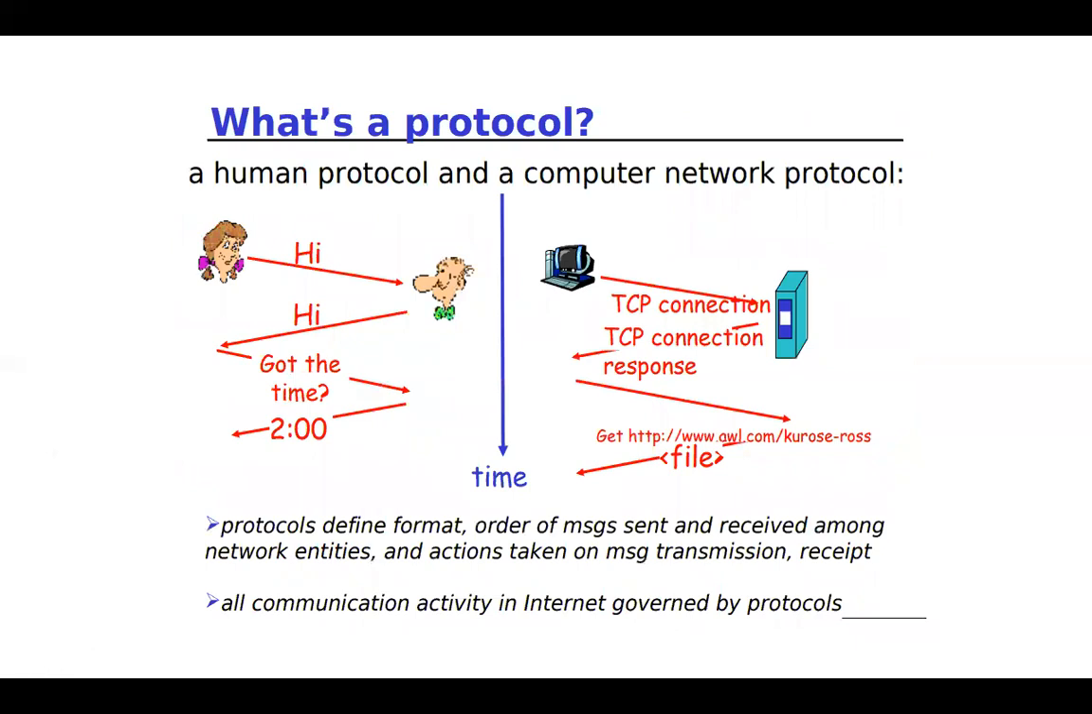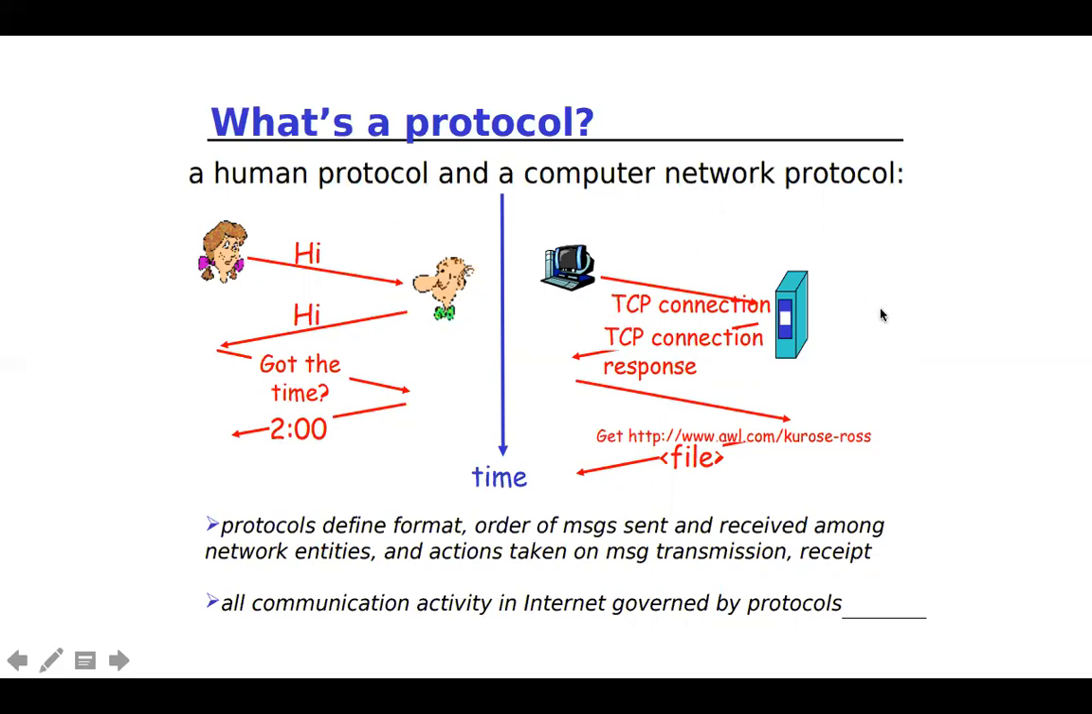So what is a protocol? This figure shows you the difference between a human protocol and a computer network protocol. A protocol is defined as the format and order of messages sent and received among network entities, and actions taken on message transmission and receipt. So it is basically the order of messages with respect to time. For a human protocol, the first person says hi first, and then the second person replies hi. Then the first person asks the question, got the time, and the second person replies, it is 2 p.m. This order of messages is what we call a protocol, but this is a human protocol.